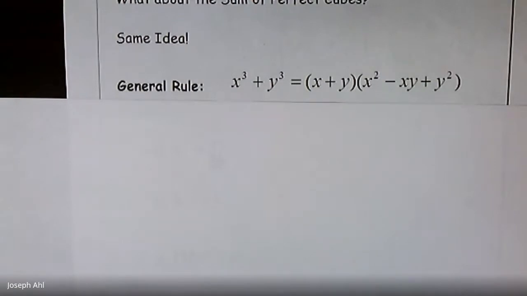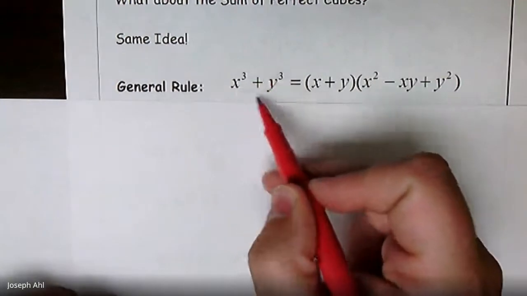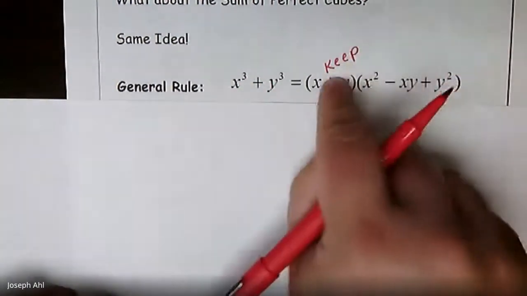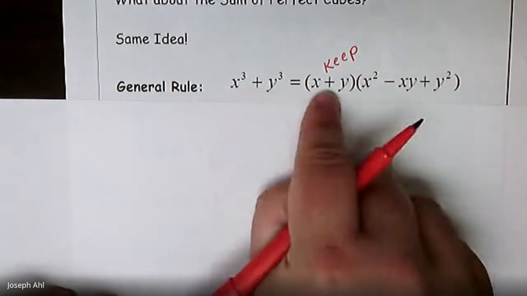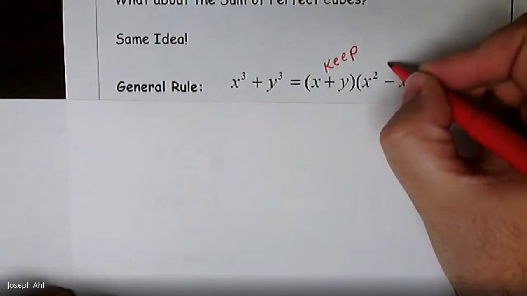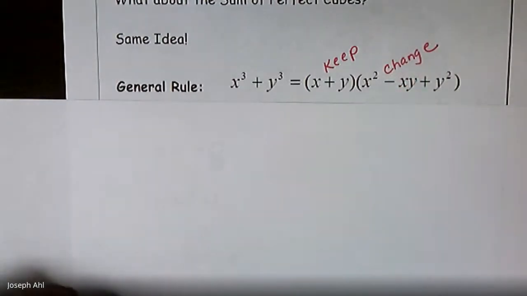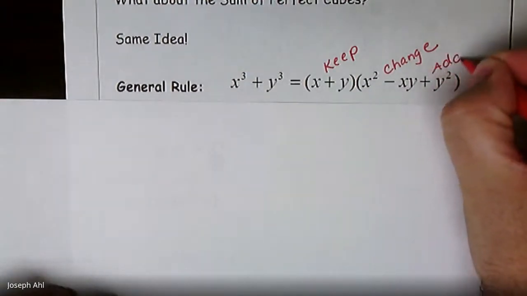A good way to remember the signs is that depending on what this symbol is here, so in this case we're doing the sum of perfect cubes, the binomial will always keep the sign as the original expression. So if it's plus, it's plus. If it's minus, it's minus. The middle of the trinomial, you'll change that sign always. And then at the end, you're always adding no matter what.